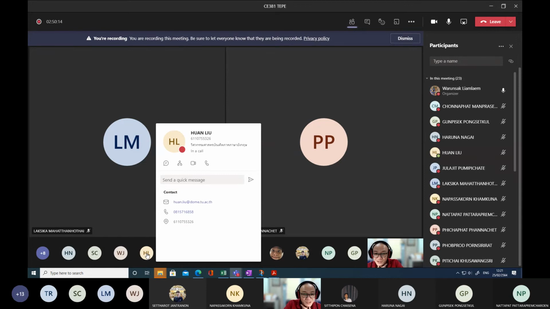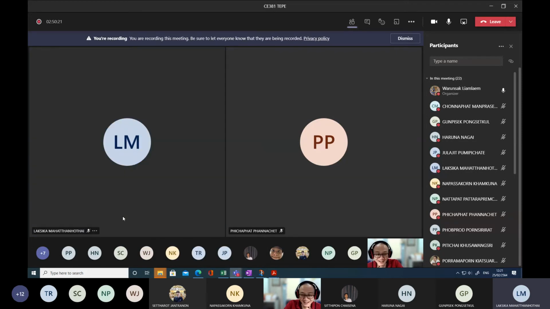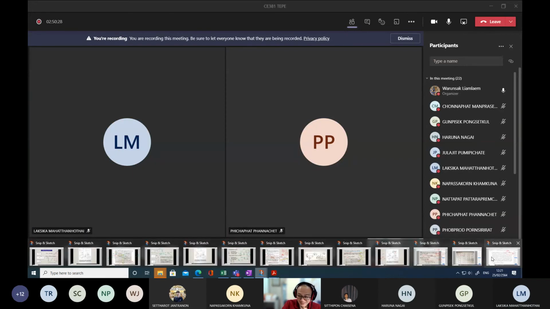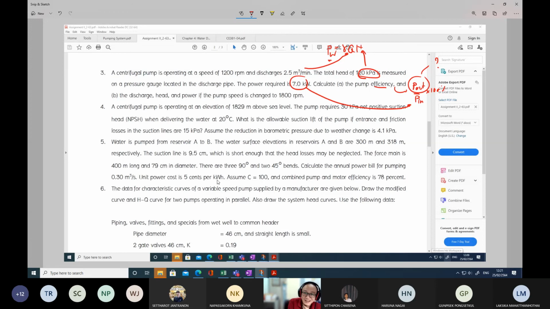So what is the power output you have got from the calculation? 71. That is the correct answer. So can you just explain how you got this number? 71 is the correct answer. 120 times 2.5, then change the unit from minutes to seconds, divide by 60, then divide by the power input, then multiply by 100. Divide by the power required, multiply by 100.